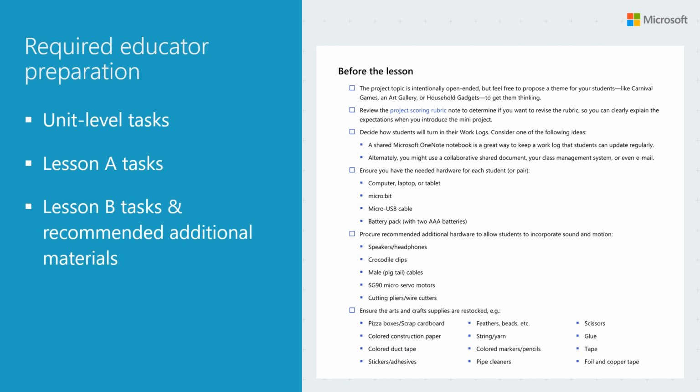You've got to review the class structure recommendations and then decide how to incorporate them. You'll want to consider whether you want to propose a theme for the mini projects. You'll want to review the scoring rubric to determine any revisions you want to make so that you can clearly explain what your expectations are. You'll want to decide how your students will turn in their work logs, considering all of the different provided ideas.